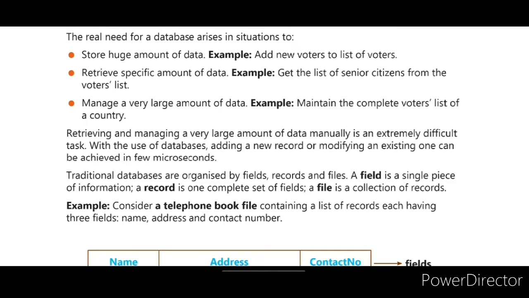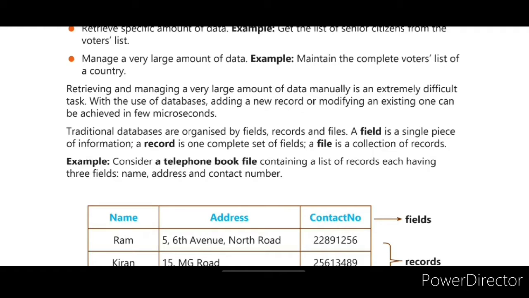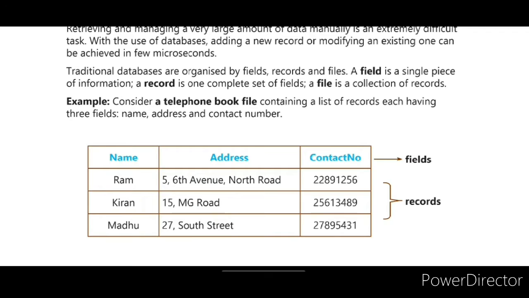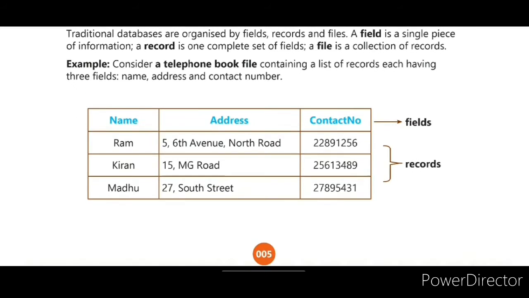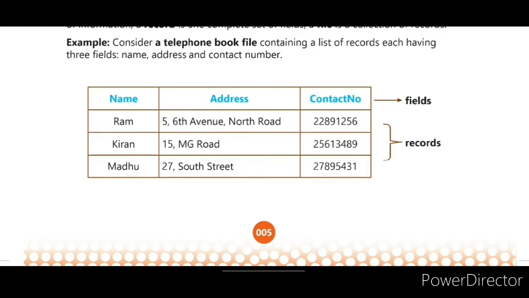So manually retrieving and managing a large amount of data would be difficult. So here the database need arises. By using a database we can add a new record or modify an existing one in microseconds. This is the main advantage of using a database. A traditional database consists of three sections. As we have seen in the last class, it consists of field, records and file. We have seen an example of a telephone directory containing name, address and contact number as the fields.